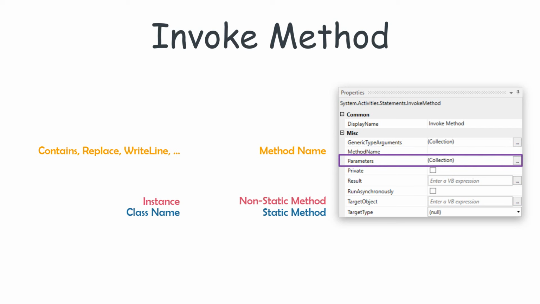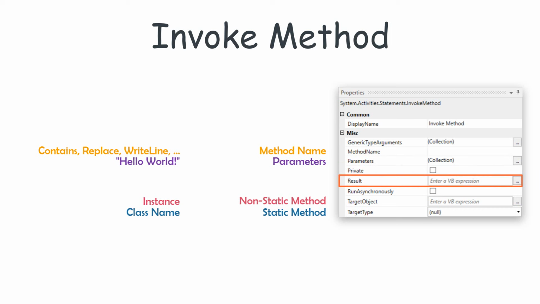The next property is Parameters. Here we add the parameters we need for the method. For example, the method WriteLine needs a parameter of type string. It's the text we want to write in the console. So we add this text as parameter. I will explain later how to know which parameters we need for each method and how to set them.